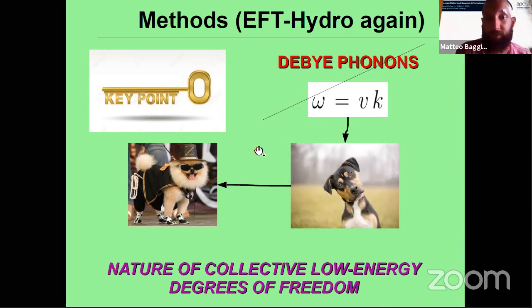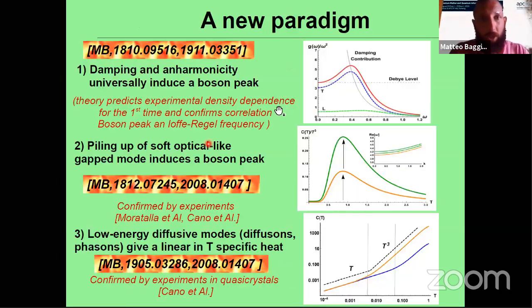The main idea is to discuss the nature of the collective low energy degrees of freedom. So it's very much in the spirit of effective field theory. The point is that maybe these phonons look a bit weird in these glasses. And the question is how they look in a glass. Can we make a theory of phonons? In the last years, I had some fun playing with my condensed matter colleagues, trying to understand this problem, and we made quite a lot of progress. The first thing that we realized is that damping and anharmonicity universally induce this peak.